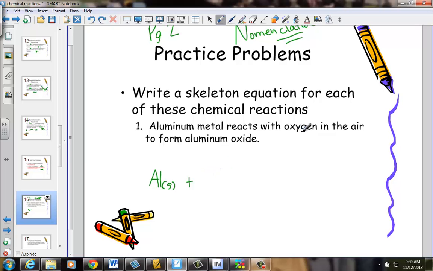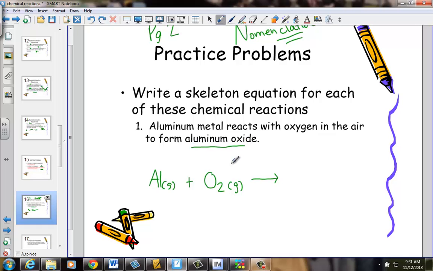The next word, oxygen in the air. Oxygen in the air, well, we know that oxygen is a molecular compound in its elemental form. In its natural state it is in the gaseous form. Oxygen in the air turned into symbols, O2 with a little g. To form, that's our arrow, isn't it? We're pointing at our products. Aluminum metal reacting with oxygen from the air to form aluminum oxide.